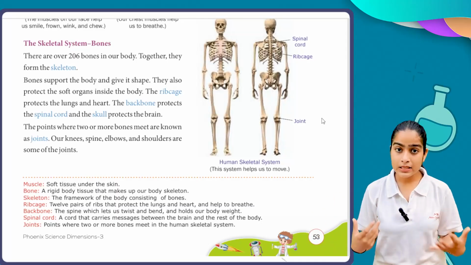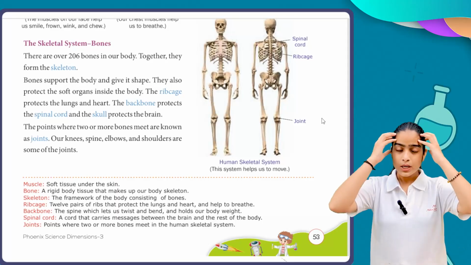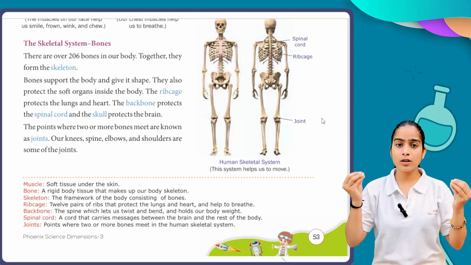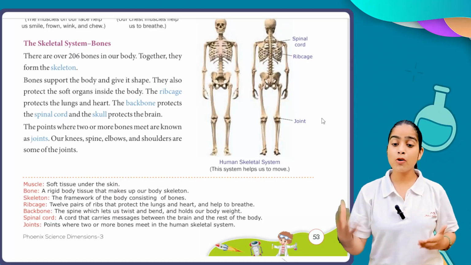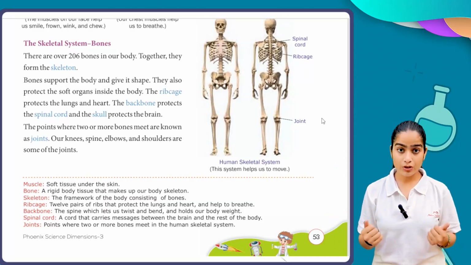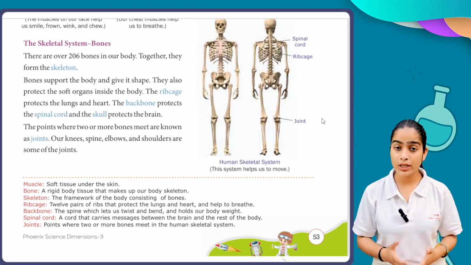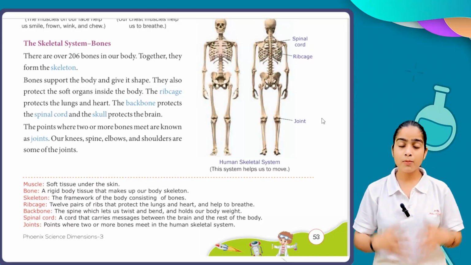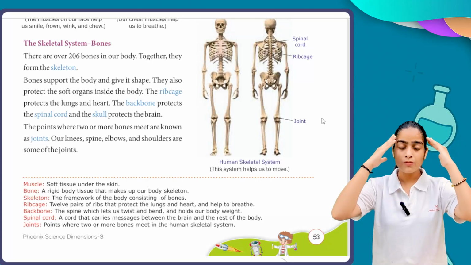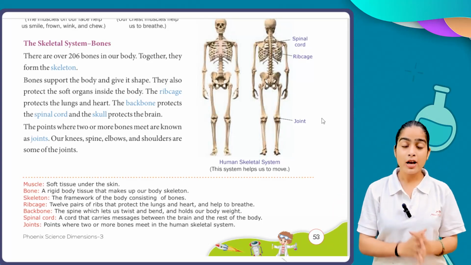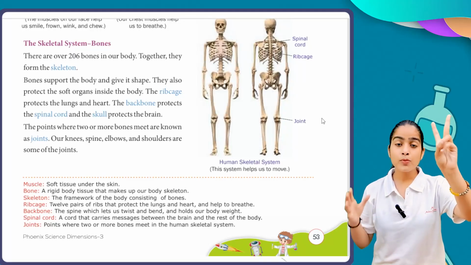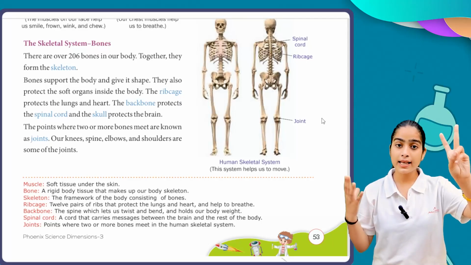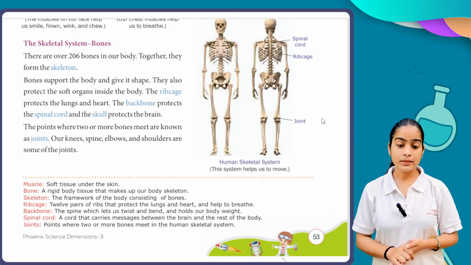For example, the brain is a very soft organ. We have our brain, our lungs, our heart. With the help of our rib cage, we can protect our heart. With the help of our head bones, we can protect our brain. So it means these bones help us to provide structure to the body. Second, they provide safety to our soft organs like heart, lungs, and brain. Then the backbone protects the spinal cord and the skull protects the brain.